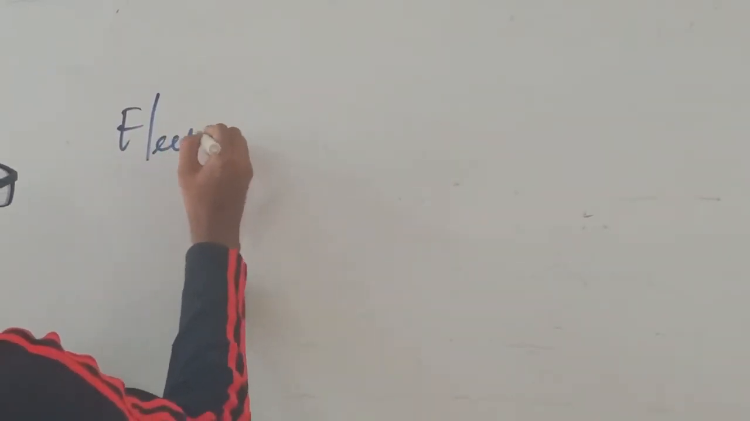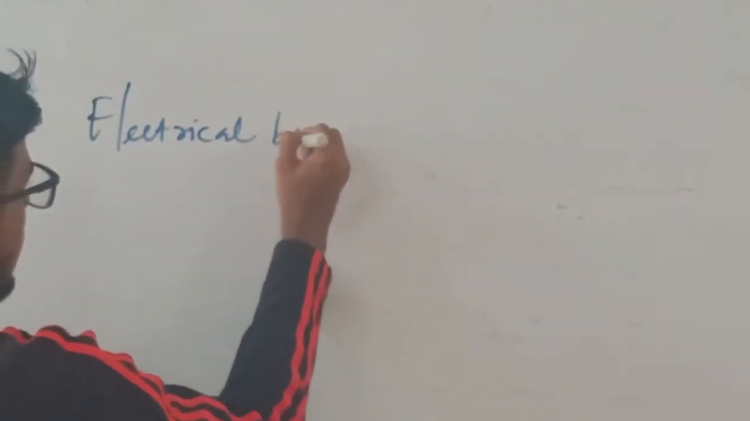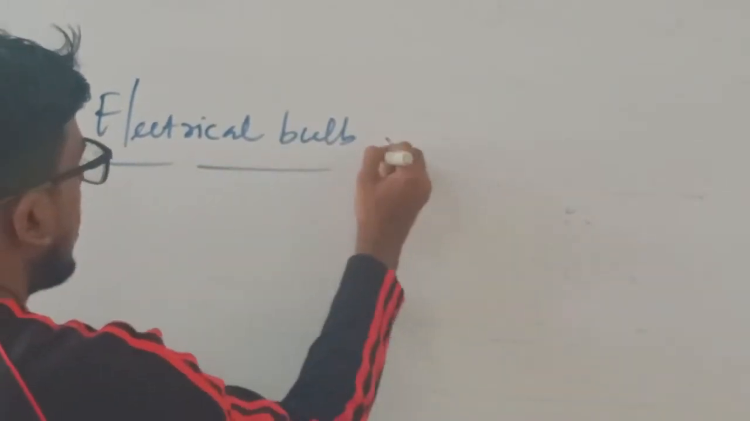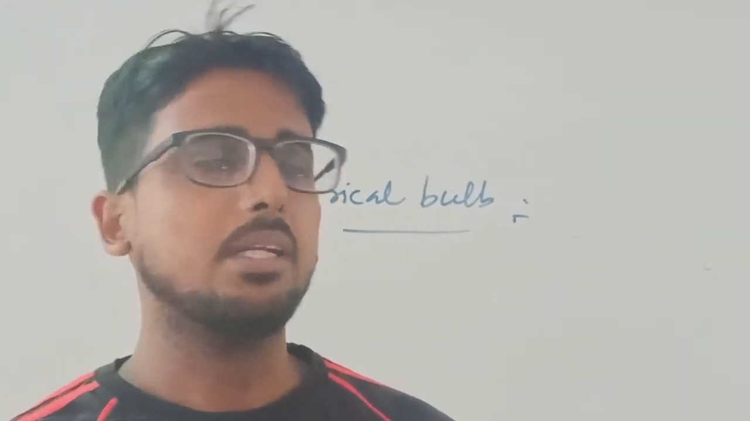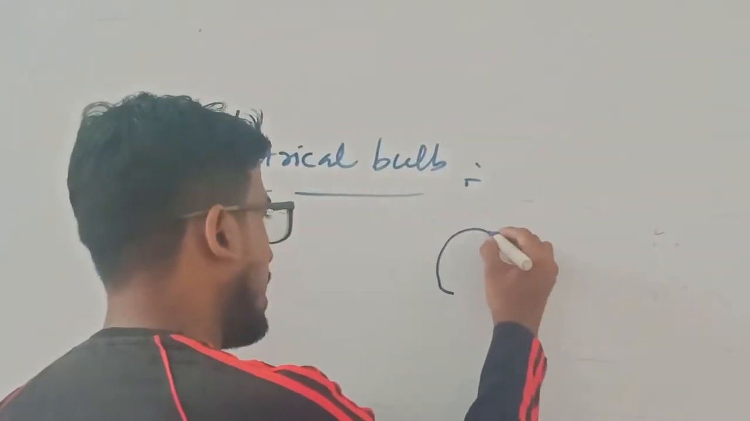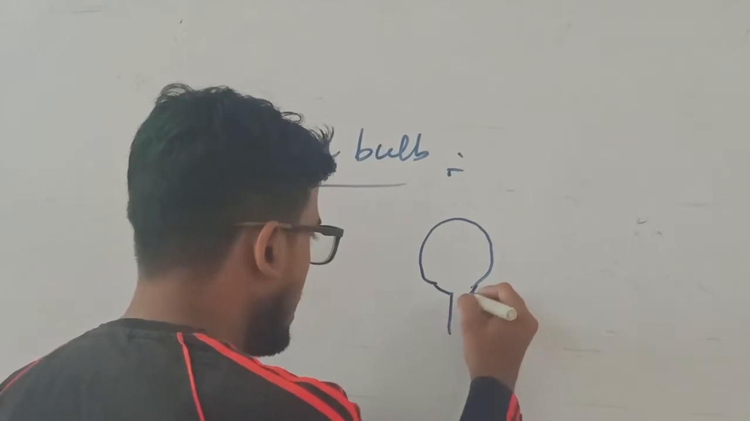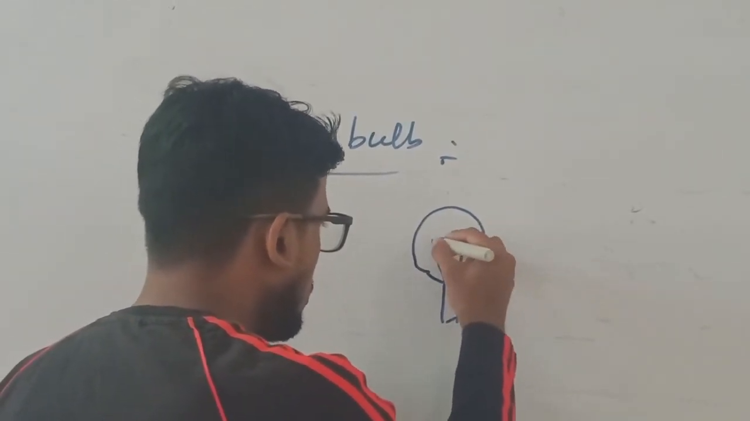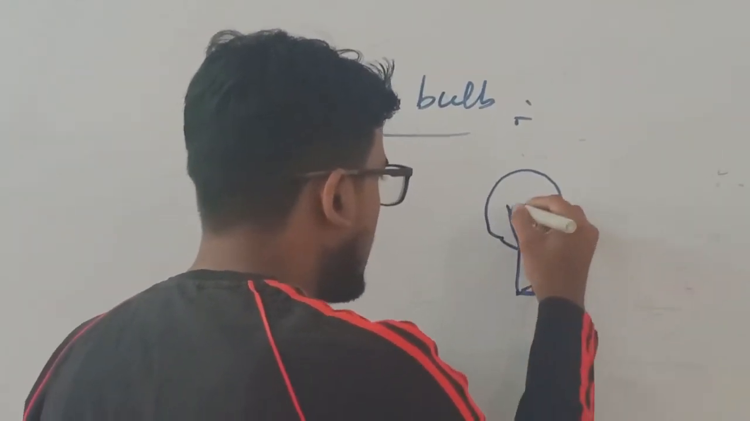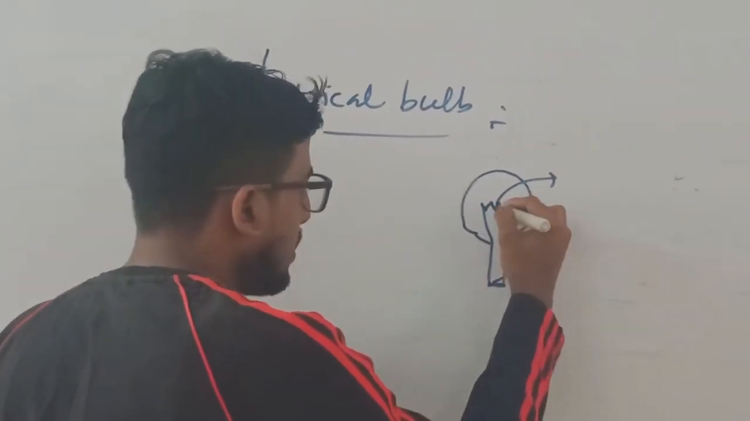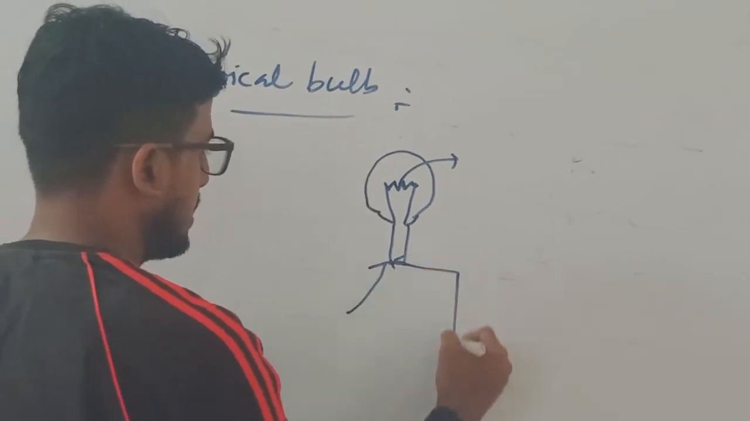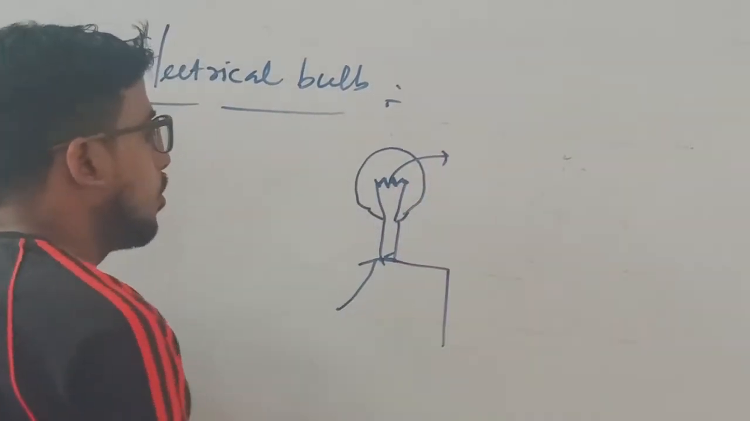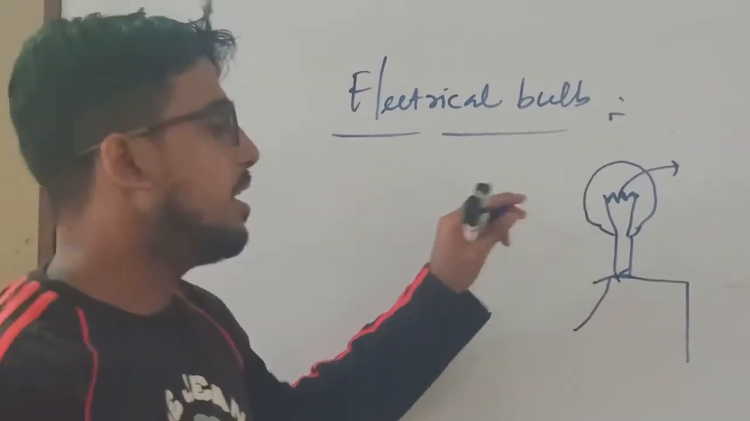So what is an electrical bulb? We already observe electrical bulbs in our day-to-day life, generally a filament bulb. The structure is like this: there is a glass chamber in which there are two straight conductors with a tungsten wire. This is a filament bulb. When we allow current to pass through this tungsten wire, the filament will glow according to the heating effect of electrical current.